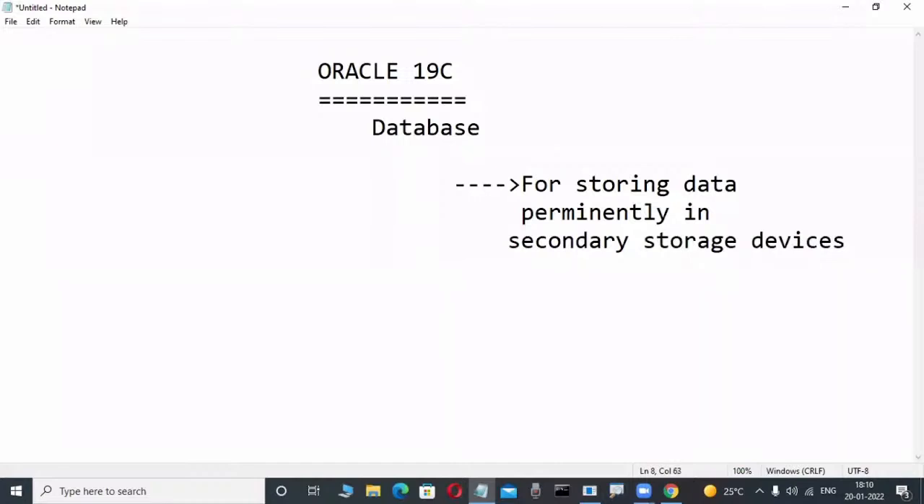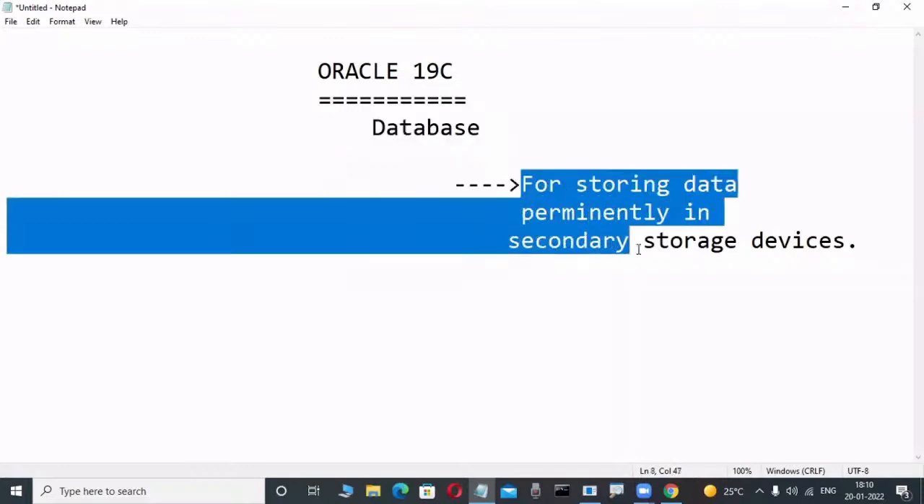Permanent. Suppose today we are storing data, after 5 years, 10 years, 20 years, 100 years, your data is still available and you are using it. That's why Oracle is a product from Oracle Corporation, with some version number. This is a database product, one of the popular databases. But what is the purpose? For storing data permanently in secondary storage devices.